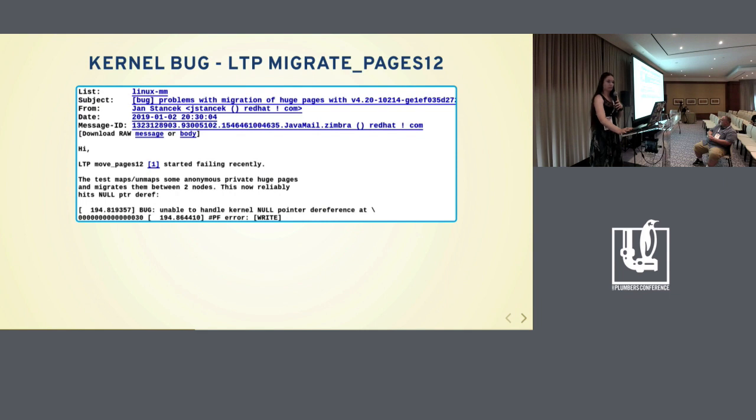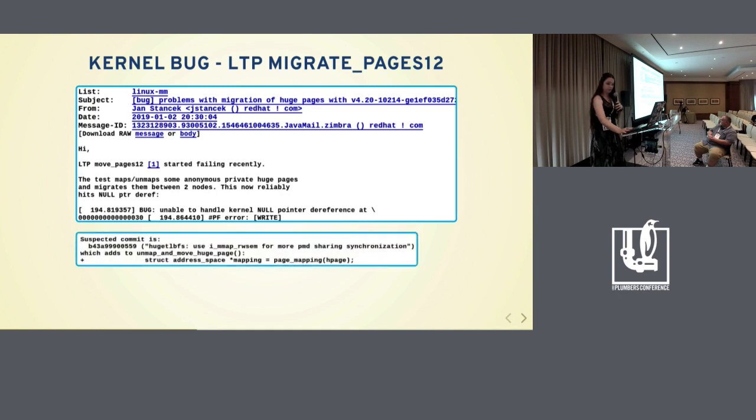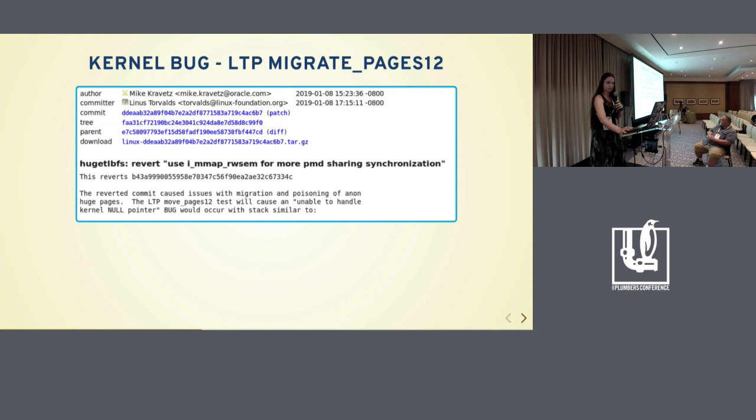Let's keep it with LTP, but talk about bugs that were actually verified and already fixed in the upstream kernels. This is a kernel bug that was discovered by the migrate pages test. You can see the email to the upstream mailing list from one of the LTP test maintainers who stepped in and debugged the failure and found the issue.